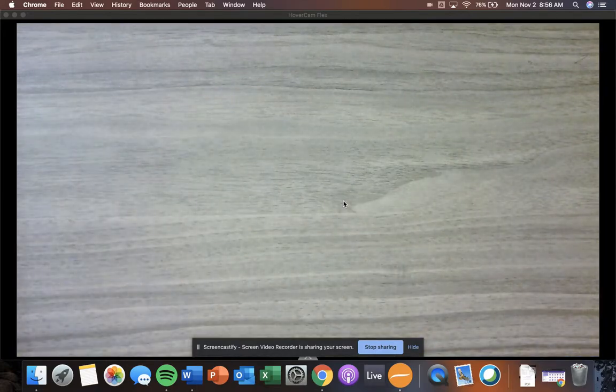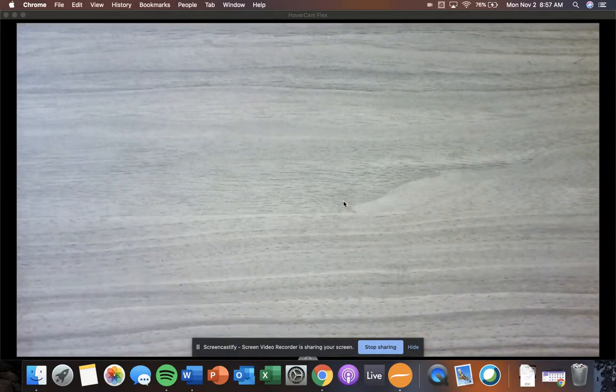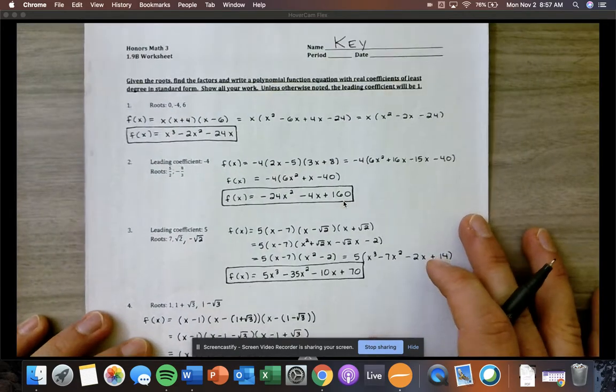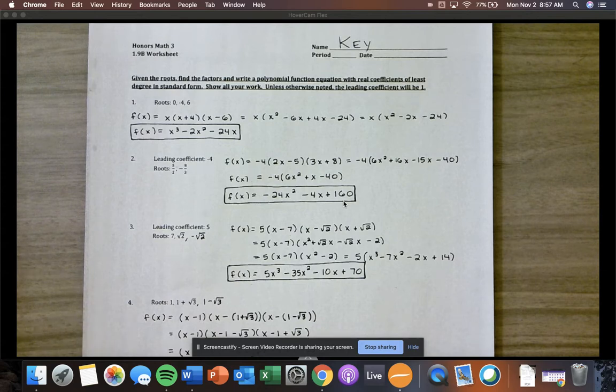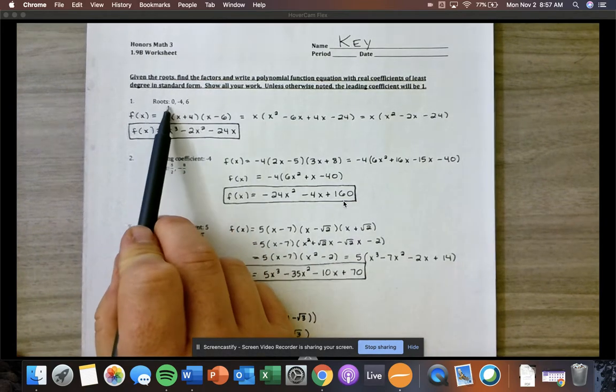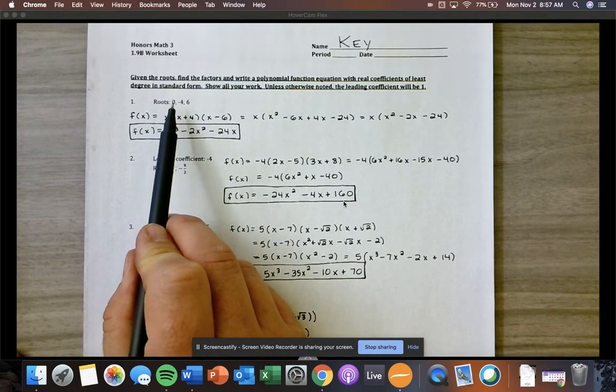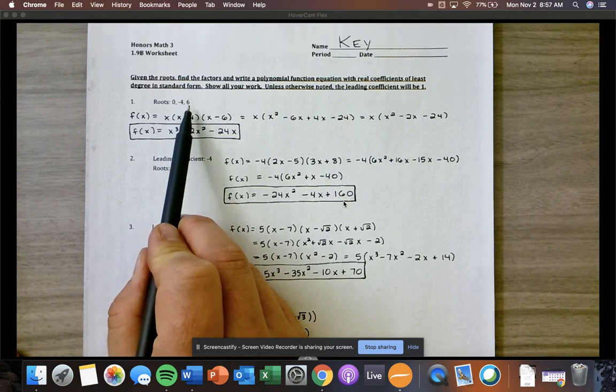Last one. Yeah, last one, 1.9b. So in all of these, it gave you the roots and possibly the leading coefficient, and it wanted you to write out the function. All right, so if it gave us the roots, like in number 1 here, it told us the roots are at 0, -4, and +6.